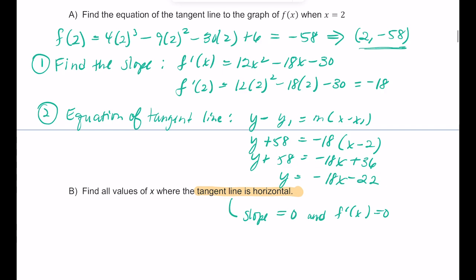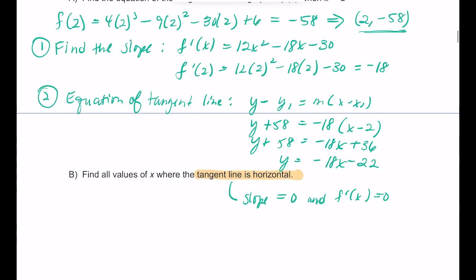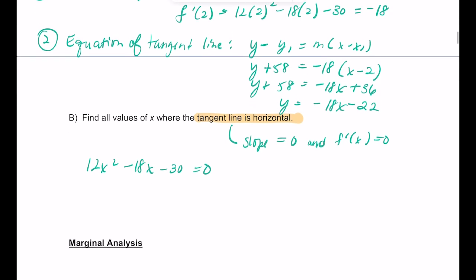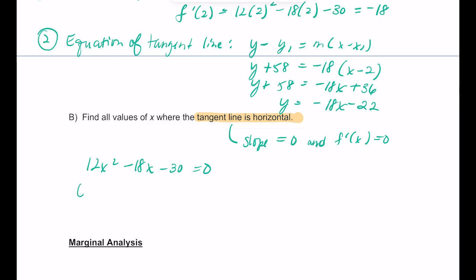So what I'm going to do is take my derivative, 12x squared minus 18x minus 30, and set it equal to 0, and find all the values of x where y prime would equal 0. So of course you can see you can factor here, and I can factor a 6 out of there, so I'm left with 2x squared minus 3x minus 5. And then that's just going to factor into (2x minus 5) times (x plus 1).